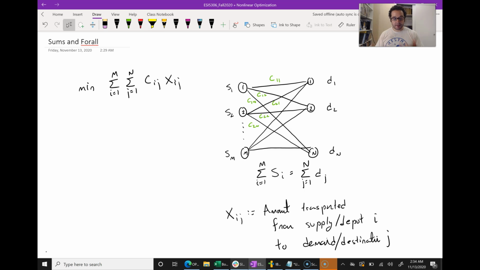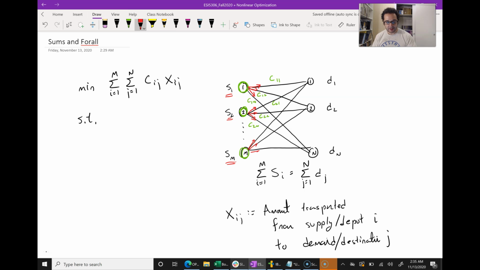So we're going to minimize this double sum, subject to some constraints. Basically the constraints are going to go node by node. At this supply here, the amount that goes out along the network has to be equal to the total supply available at that depot, and this is going to be true for every single one. For S2, or depot 2, the supply that goes out has to equal S2. And similarly, for m, the supply that goes out has to equal Sm.